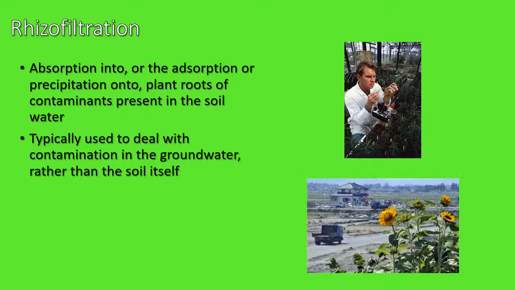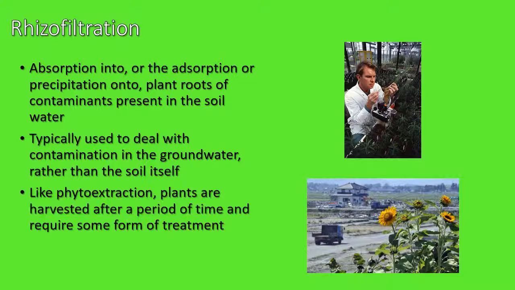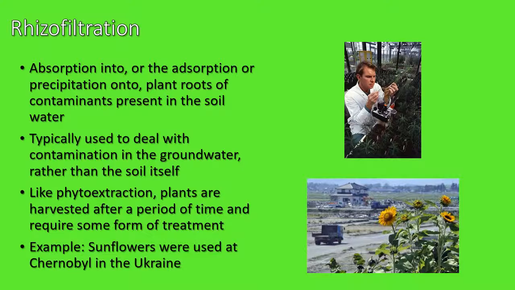So what we described earlier with phytoextraction, we're really talking about contaminants in the soil. With rhizofiltration, it's the same general process, but it's drawing it up from the groundwater instead of from the soil. So like phytoextraction, the plants are harvested after a period of time, and they're going to require some form of treatment to completely destroy and dispose of the metal contaminants.